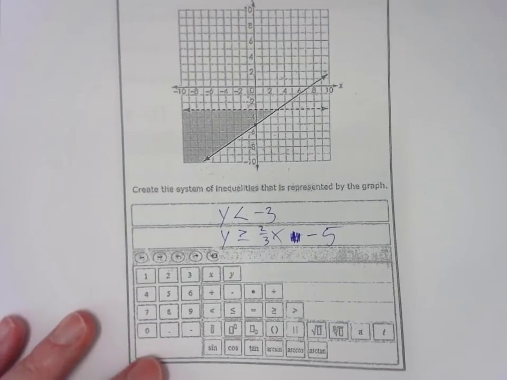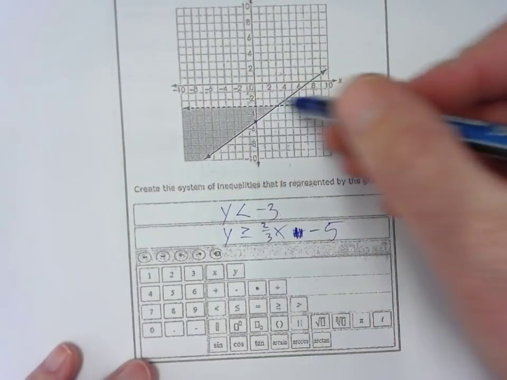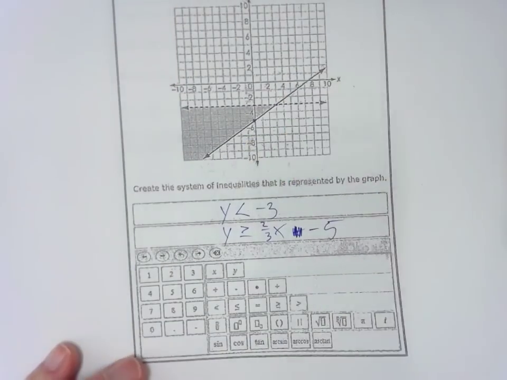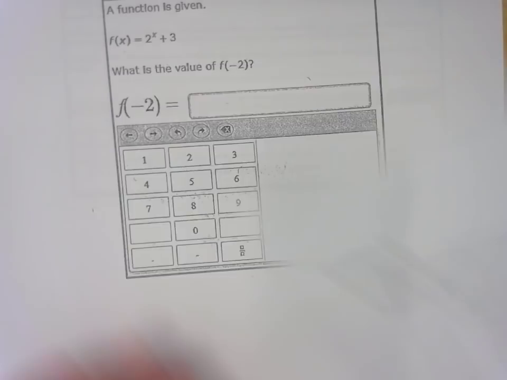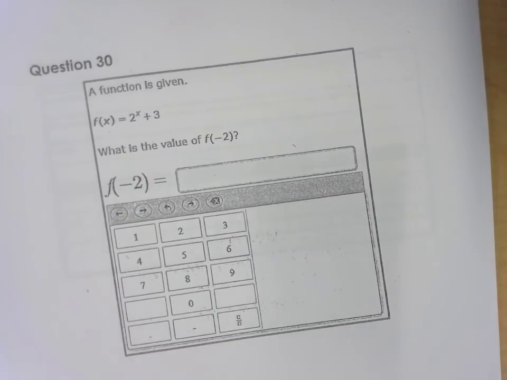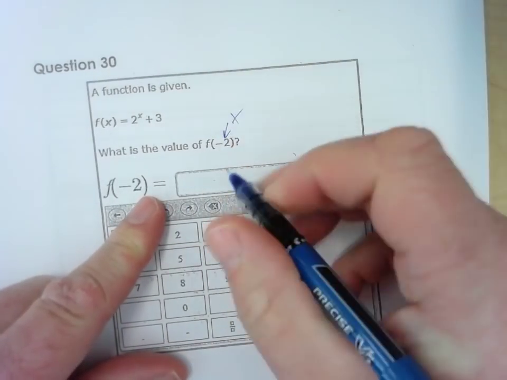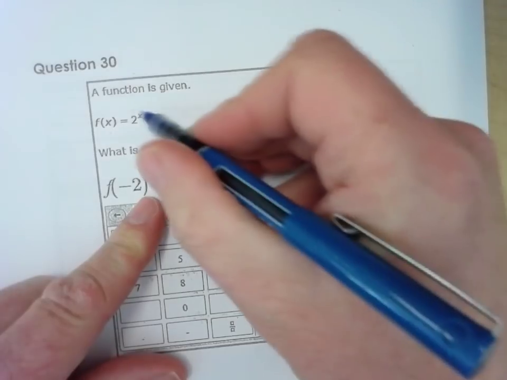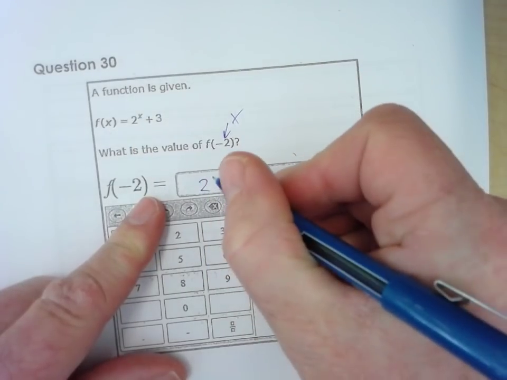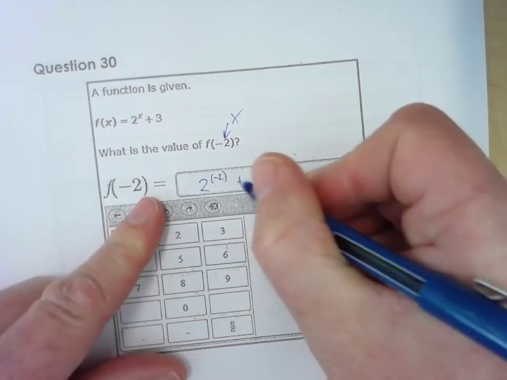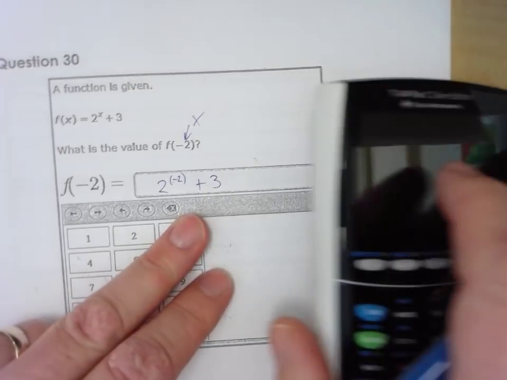And there it is. We are less than the straight line, greater than the other line. All right, this one here, several people missed this, and you shouldn't miss it. You have a calculator, so all this means is that's your x. F of negative 2 means you're putting this negative 2 into this function, so it's 2 to the negative 2 power plus 3. And then you got to get this answer.